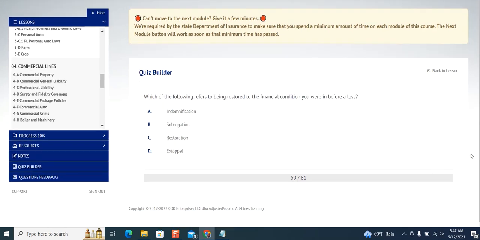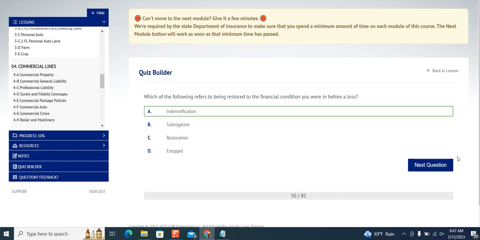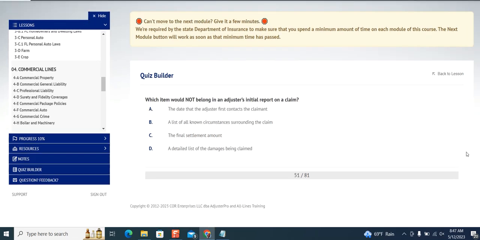Which of the following refers to being restored to the financial condition you were in before a loss? It's kind of easy right there. That's one of the first definitions you learn when you start studying for insurance.